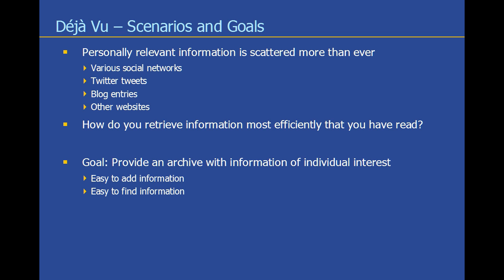Nowadays, personally relevant information is scattered more than ever. For example, many people use Twitter, blogs and other social software to read news and to communicate with other people. This makes it very difficult to find certain information again. Even though website search engines find most of this information, the search results are not optimal since they are not personalized.